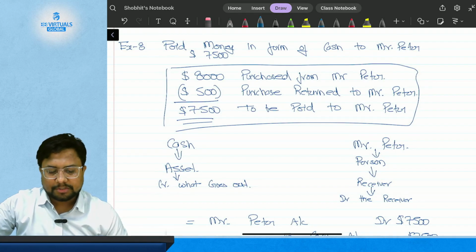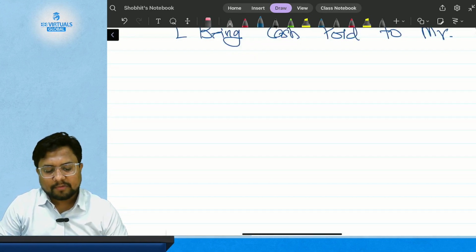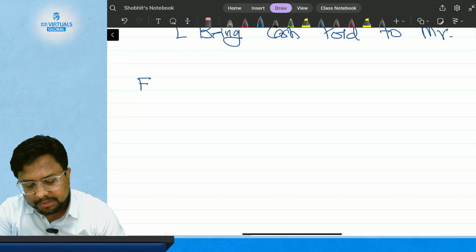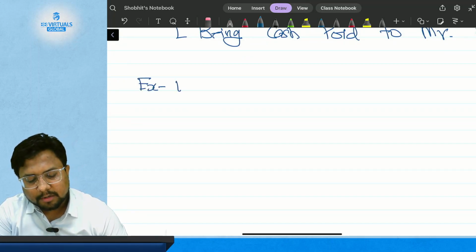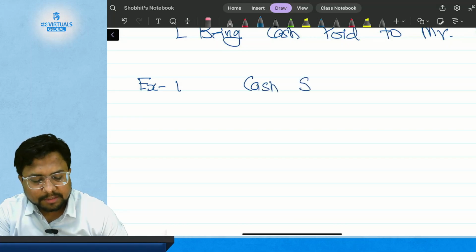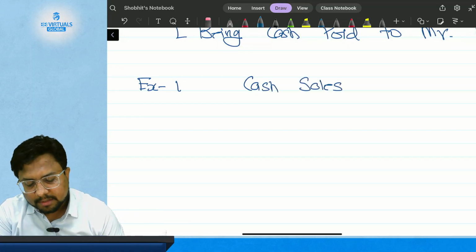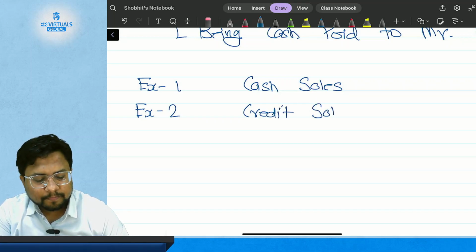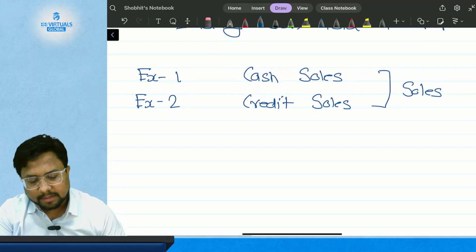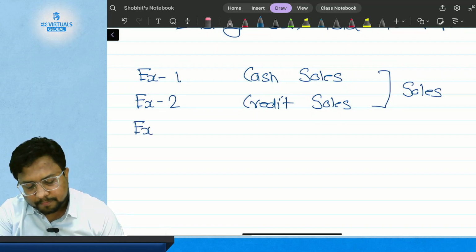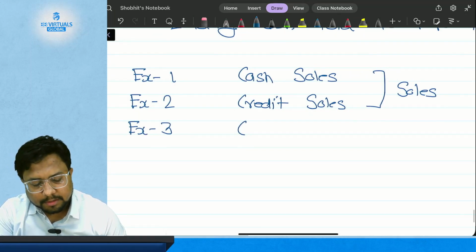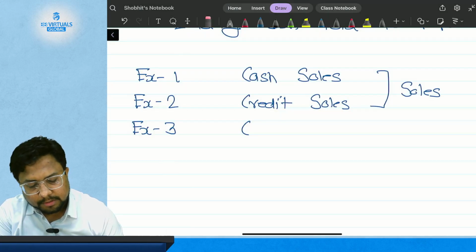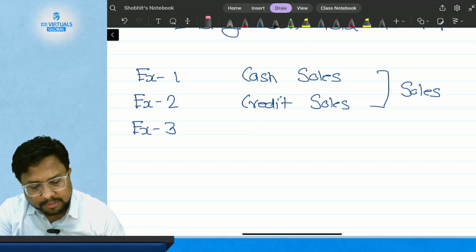Okay, so if I have to make a summary: in illustration number 1, what have we done? We have done the entry regarding cash sales. Then in illustration number 2, we made the entry regarding credit sales. So illustration 1 and 2 are regarding sales. Then comes illustration number 3, that is sales return.